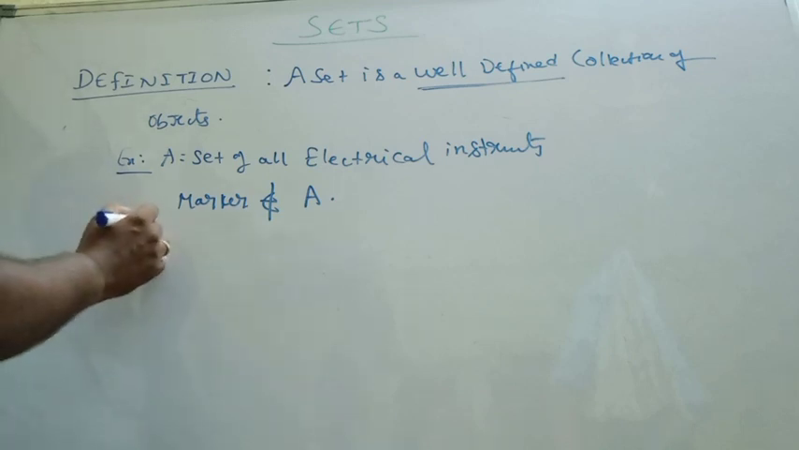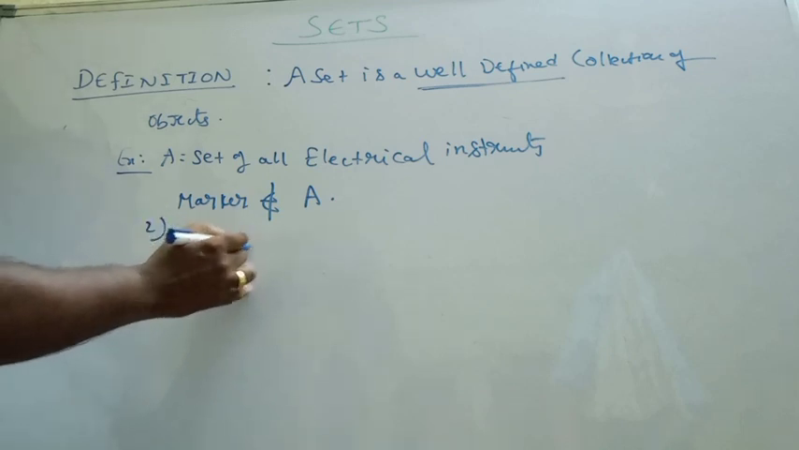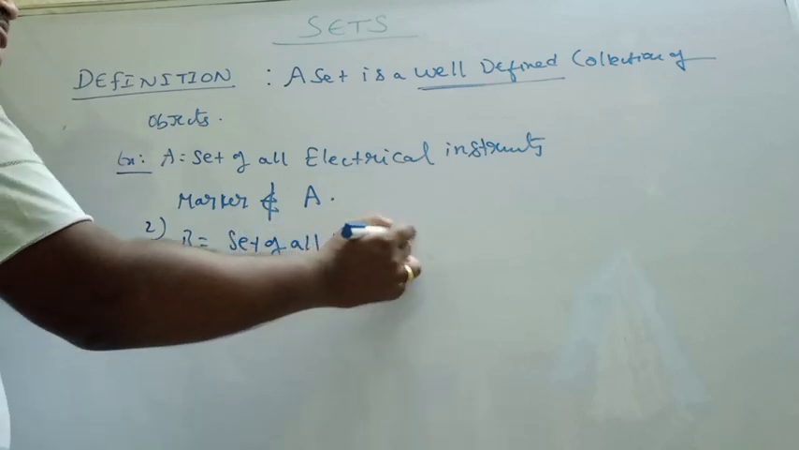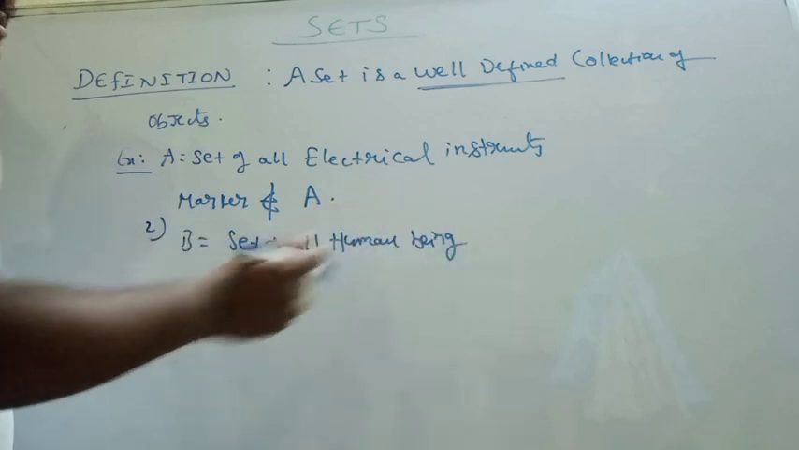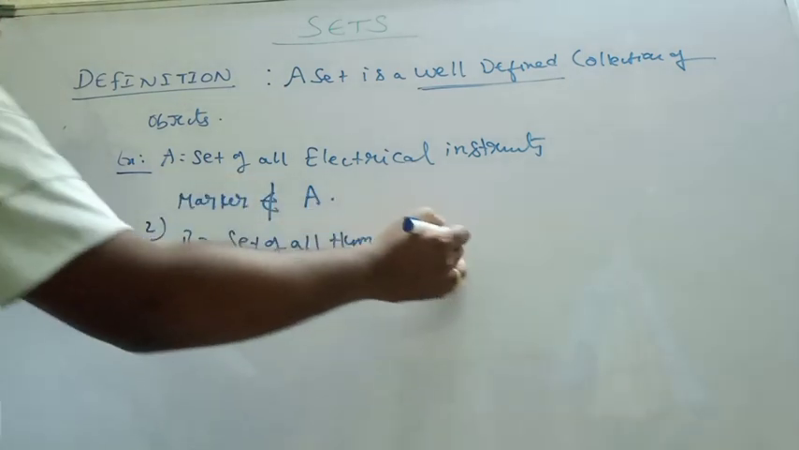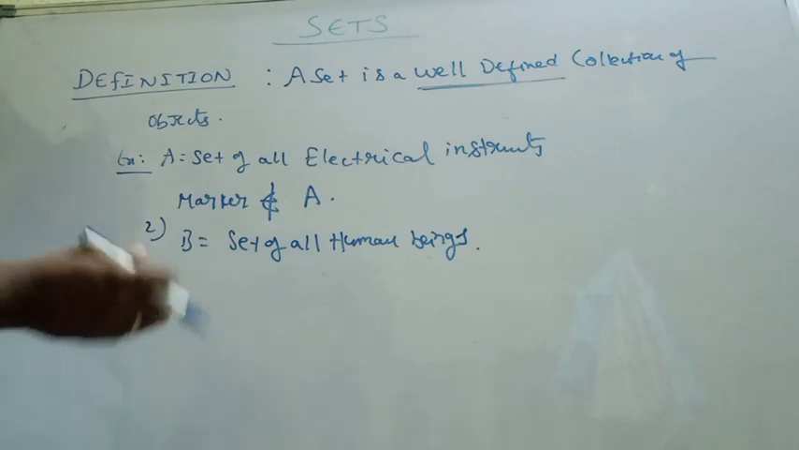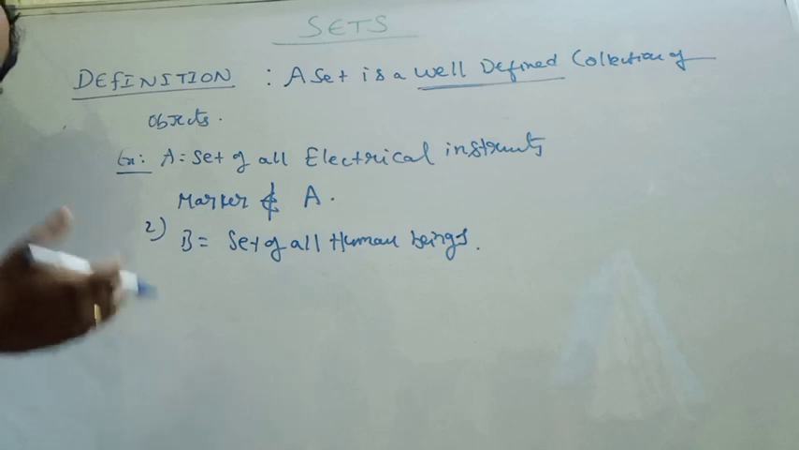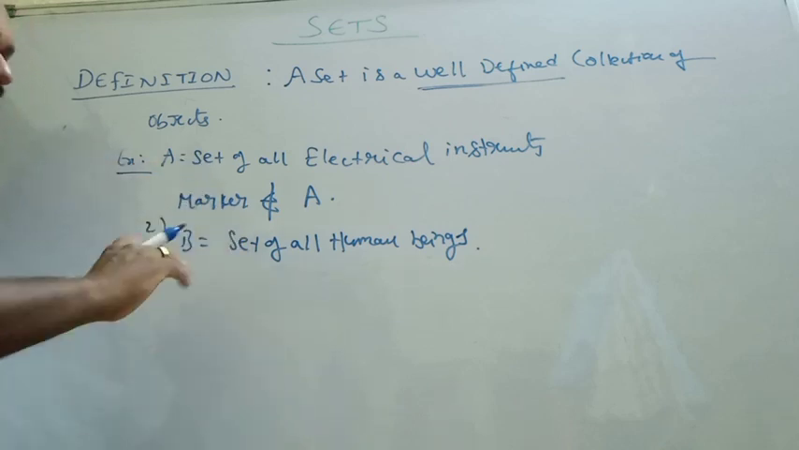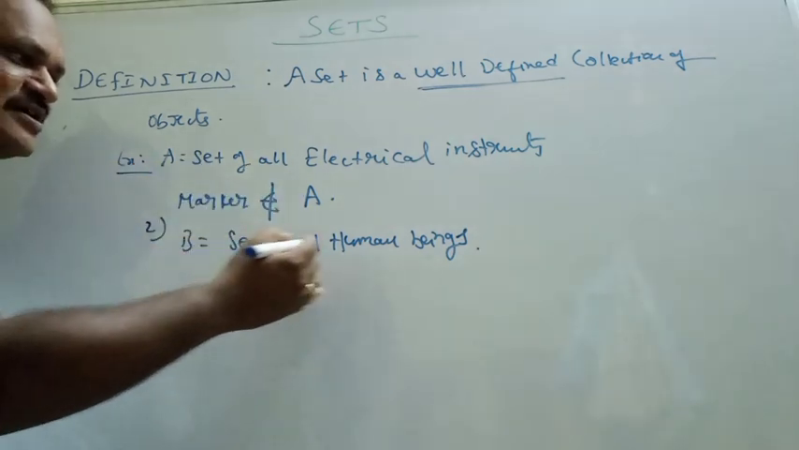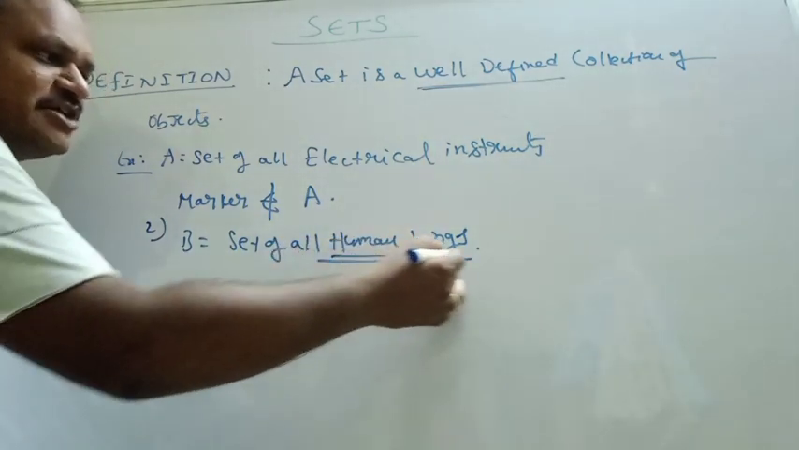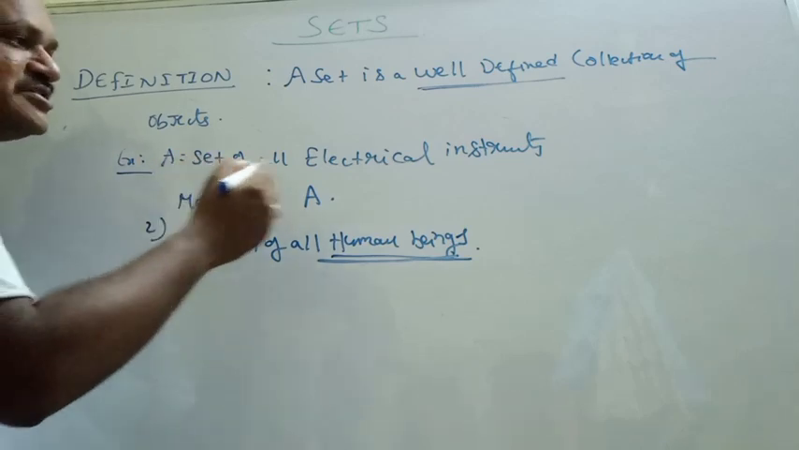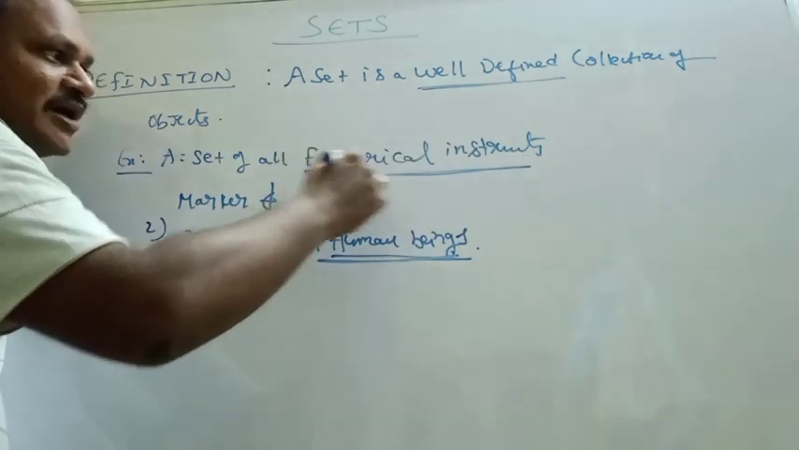Now, another example: B equals the set of all human beings. If I say that a frog or a pencil belongs to this collection? No. Therefore, this is what you mean by well-definedness. Well-defined means they have some common property. Here, the common property is human beings. Like that, we can give an infinite number of examples. In the first example, the common property is electrical instruments.